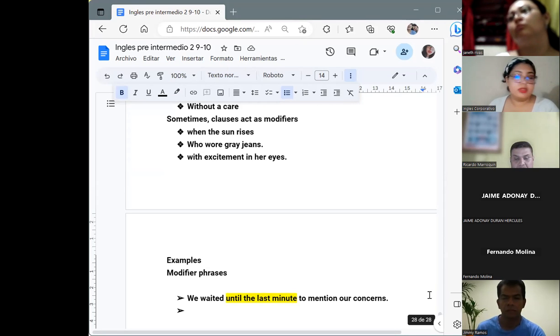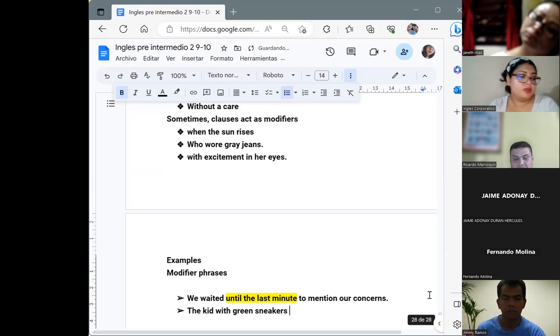Next example, the same category. Es la misma categoría. The kid with green sneakers kicked the ball. The kid with green sneakers kicked the ball. What is the modifier here?